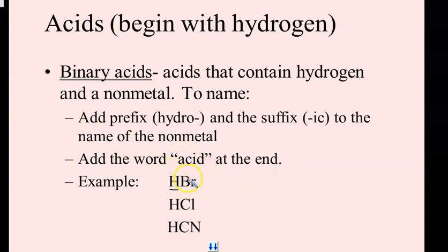So this is an acid, and because there's no oxygen, I'm going to say hydro, and then I'm going to take part of bromine, and I'm going to take the brome part, kind of like I would say bromide, but instead of bromide, I'm going to say bromic. So hydrobromic acid. It has a prefix and a suffix, and then the word acid.